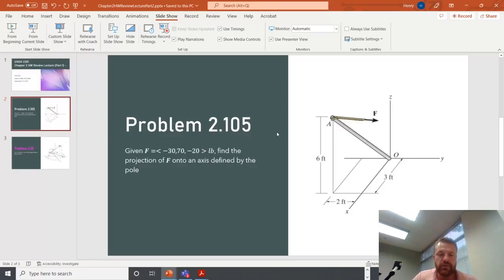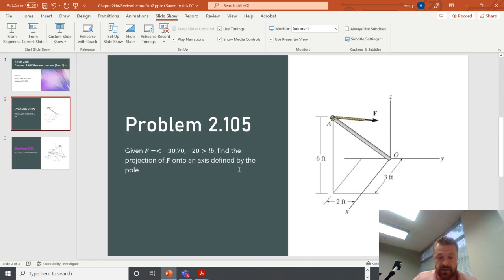So in this video, we want to review problem 2.105 from the chapter 2 homework. If you notice here, we have a pole, which in the geometry that they've set up for us goes from the origin out to point A, and there is a force that's being exerted on the tip of that pole. And again, it's a force that is associated with the pulling of a cable, so you actually call that a tensile force.